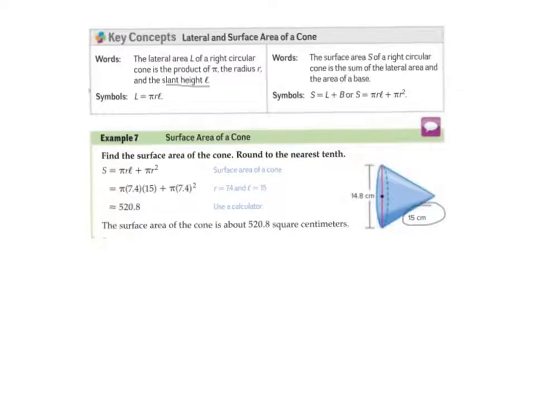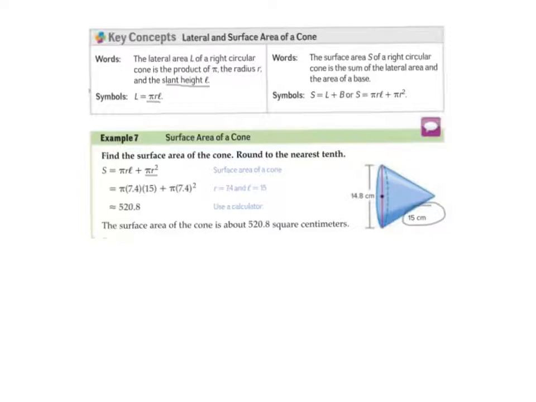So the formula is basically the same, but a slight change. You need the slant height this time, and there's no 2 in front of it. It's not 2 pi r, it's just the radius times pi times the slant height. Then you've only got one base, but it's a circle, so it's pi r squared, so that doesn't change.